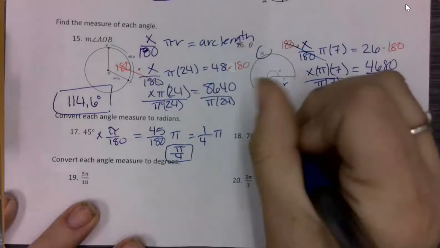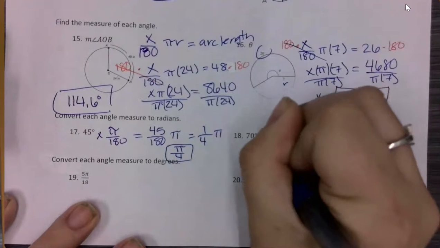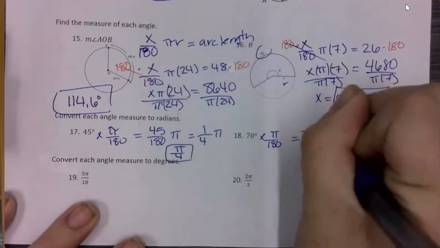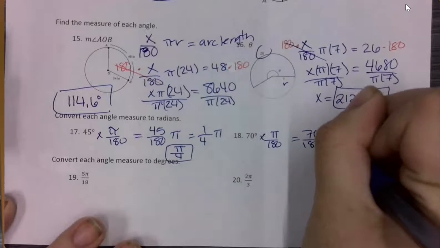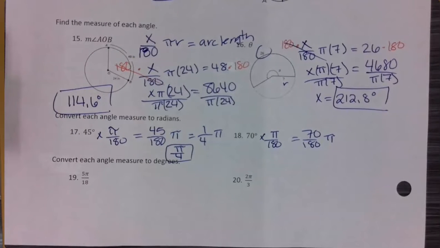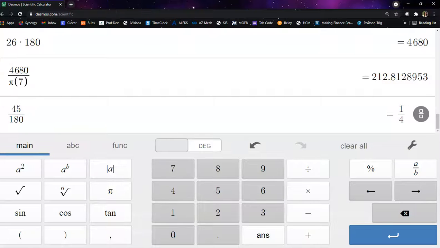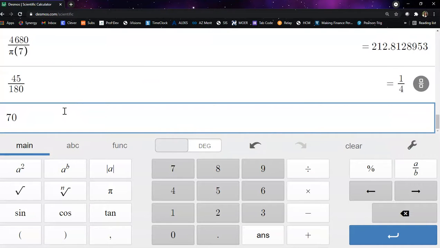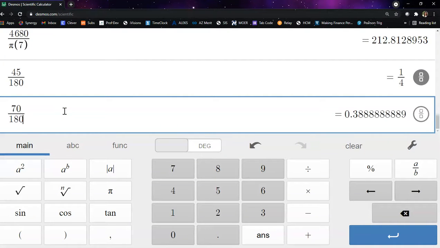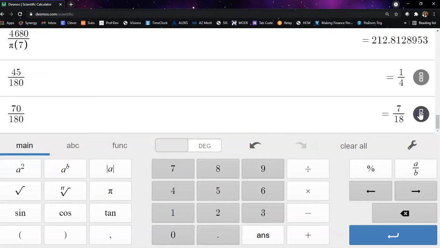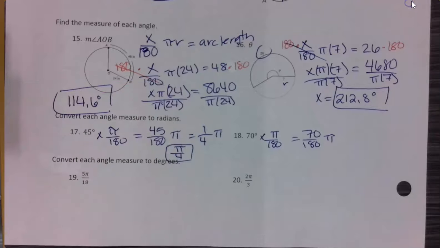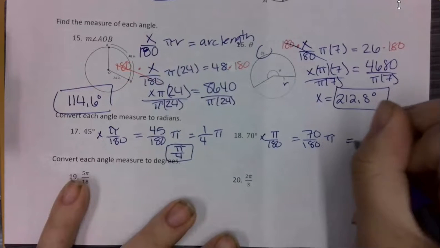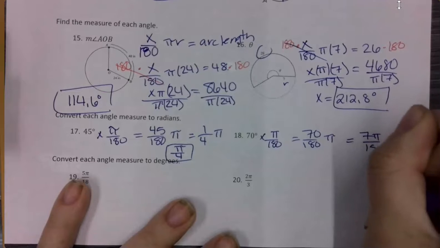So same thing for the 70, I'm going to multiply by pi over 180, which gets me 70 over 180 pi, and then I want to simplify that. Which if I turn it back into a fraction is just 7 over 18. So this answer here is going to be 7 pi over 18.